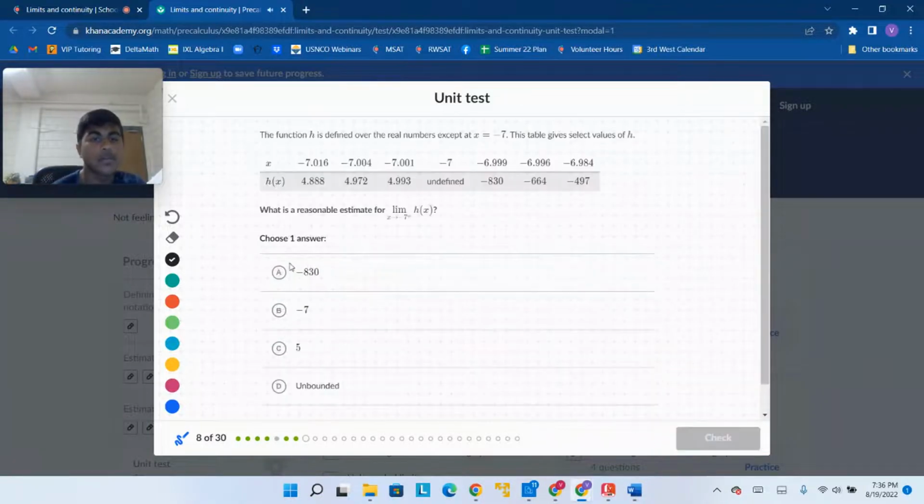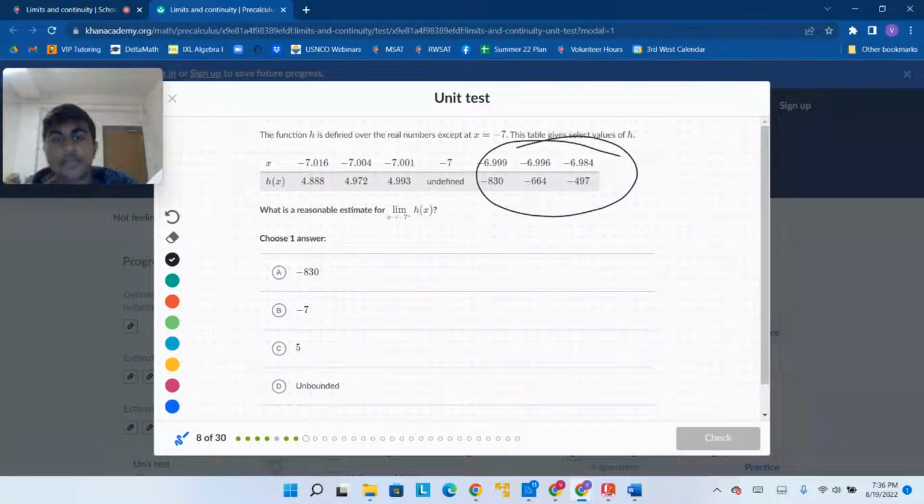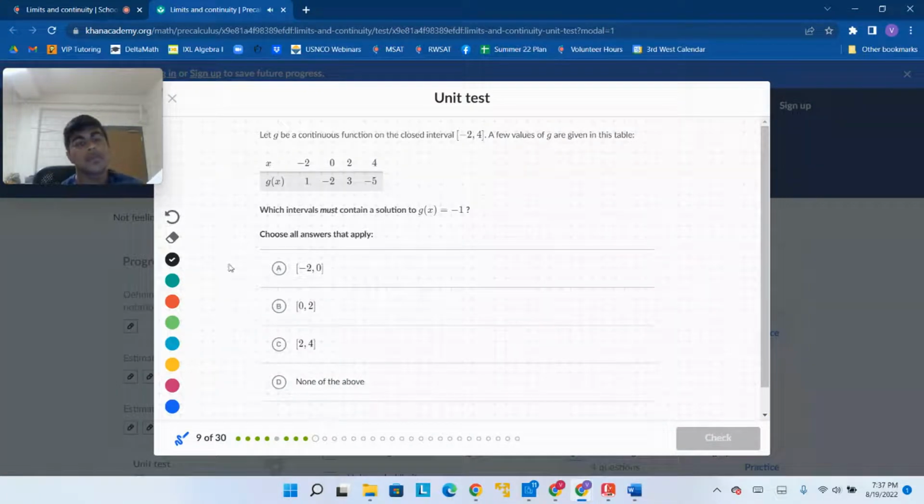Let's keep going. Function h defined over the real numbers except at x equals negative 7 gives select values for h. And we're trying to find the limit of h of x as x approaches negative 7 from the positive side. So that's from this side. So it looks like it's going really small, but technically it's going big in the negative direction, right? So it's going really negative. So we think it's going to go unbounded. It doesn't really seem like it's converging. It's going to go to negative infinity forever. And that's our answer.